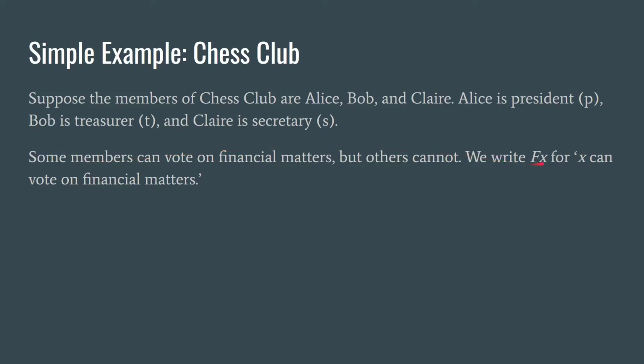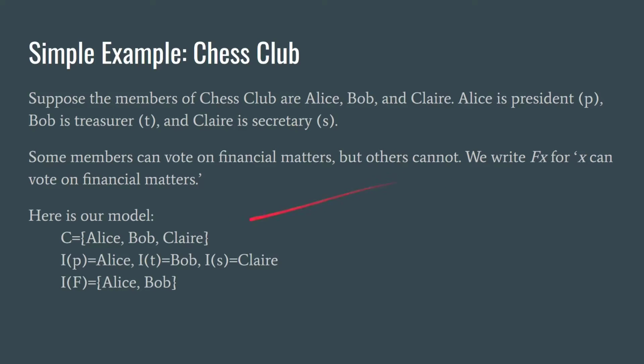Now we have a one-place predicate letter, FX, and that stands for X can vote on financial matters. So some ranks in the chess club can vote on financial matters, others can't. Going to have a set that contains only the people that can vote and does not contain the people that cannot vote. So here's our model.